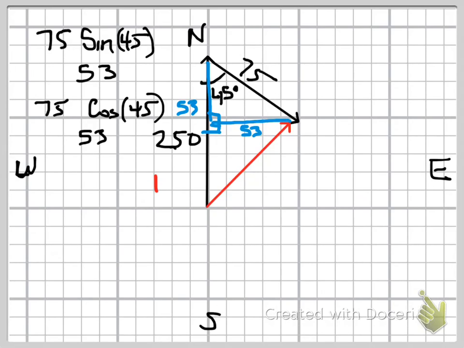So now we have one side of the next triangle, but we need to find the other side. In order to do that, we can simply subtract 53 from 250. That would give us 197. Then, using Pythagoras' theorem, we can find the hypotenuse of this triangle, which is going to be 204 kilometers per hour.